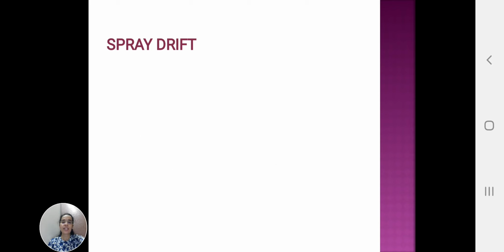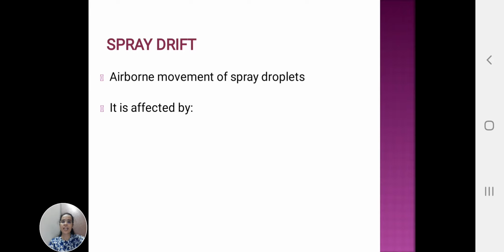Spray drift. The airborne movement of spray droplets away from the treatment site during application is known as spray drift. It is affected by the size of the spray droplet. Smaller the droplets, more easily is the drift.